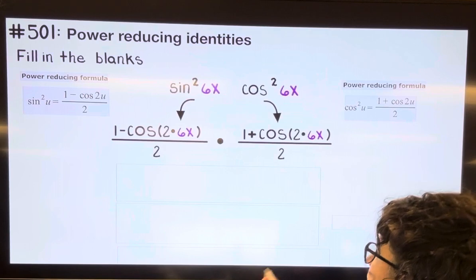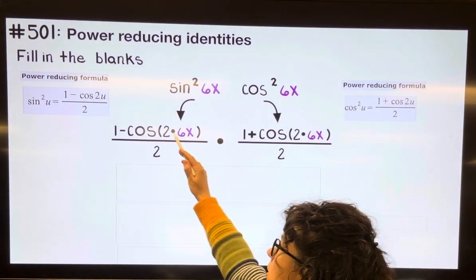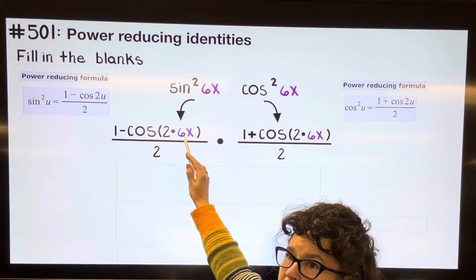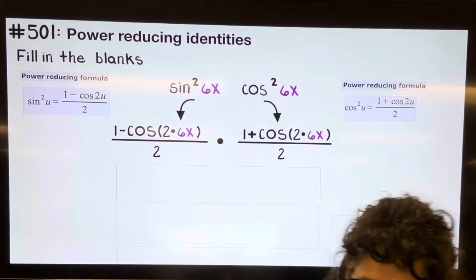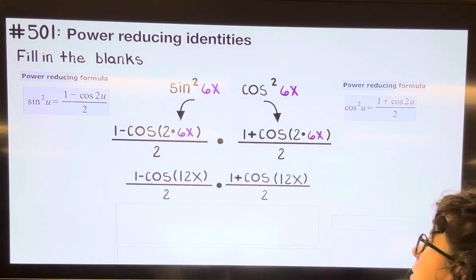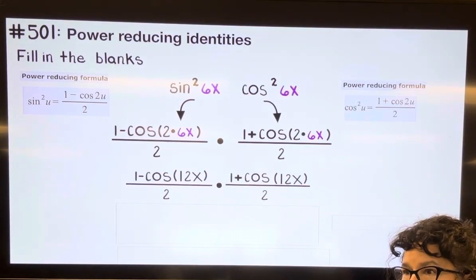Okay, next I'm going to simplify just a very small amount. 2 multiplied by 6x is 12x. So this becomes 12x and this becomes 12x. And that is all I've done in that step.